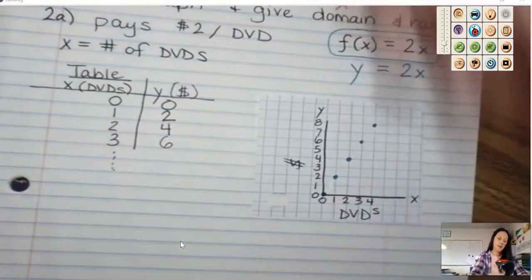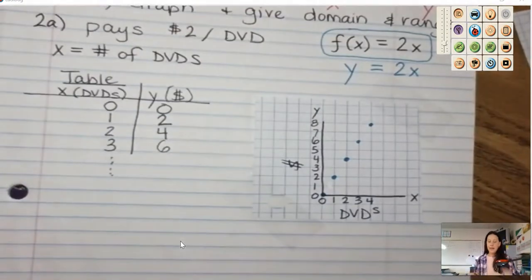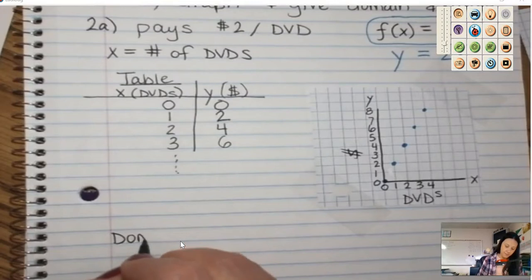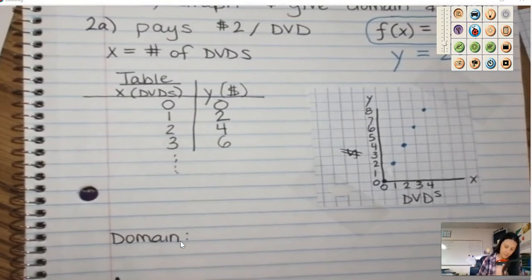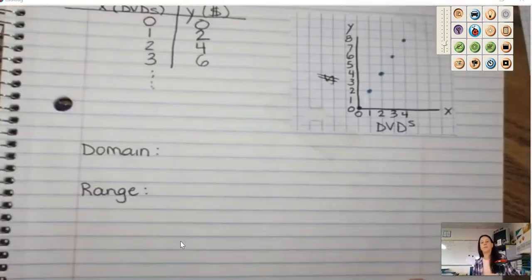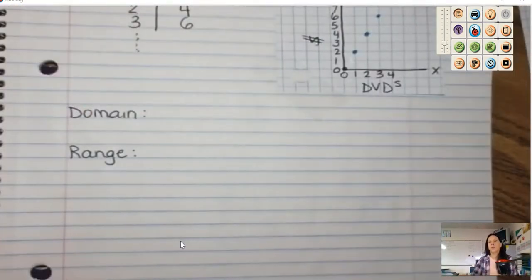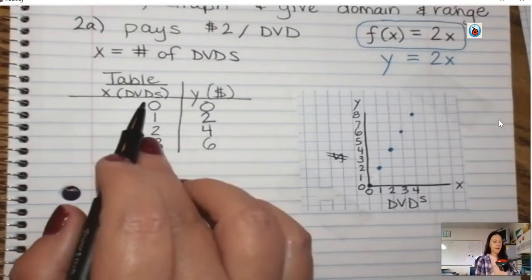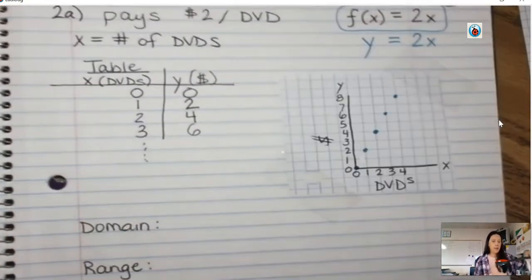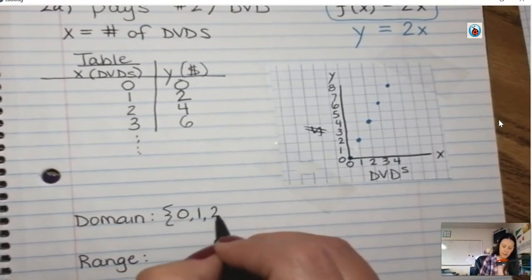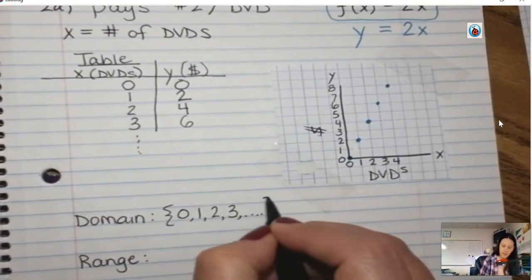Okay, domain. It's asking for the x values that make sense for this situation. Range is the y values that make sense. So in this situation, I'm going to be using my x values that made sense. I didn't use negatives. I used 0, 1, 2, 3. So I can start listing them. Dot, dot, dot, goes on forever.